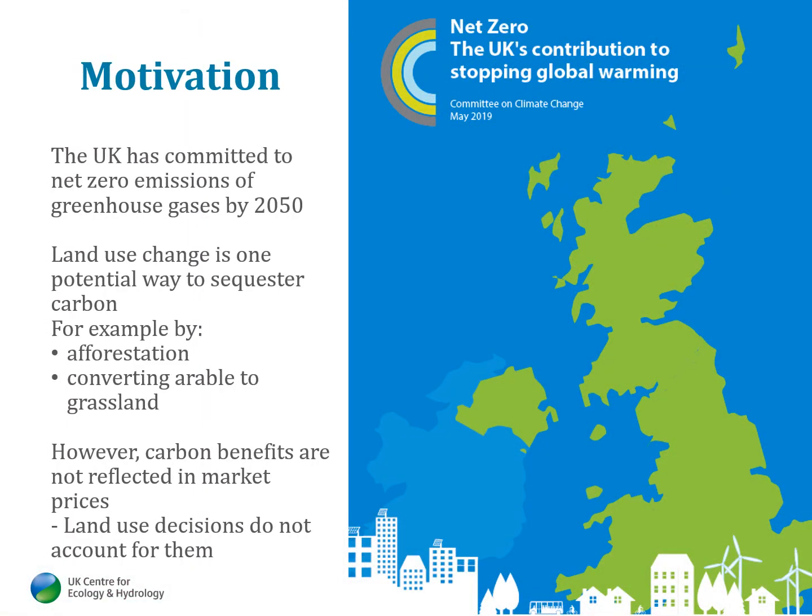The motivation for this project is that the UK is committed to net zero emissions of greenhouse gases by 2050, as I'm sure you know. The reason it's called net zero is that we envisage that there will still be some gross emissions of greenhouse gases, but we'll need some mechanism to sequester those emissions. Land use change is one potential way to sequester carbon, for example by afforestation or converting arable to grassland. Both of these result in an increase in the carbon stored in terrestrial ecosystems.